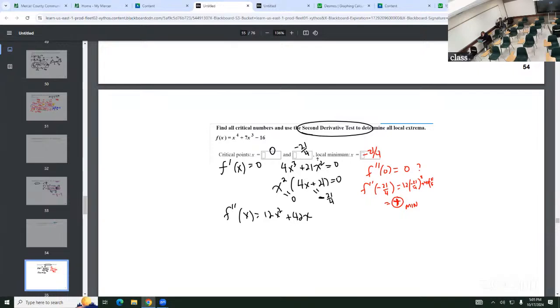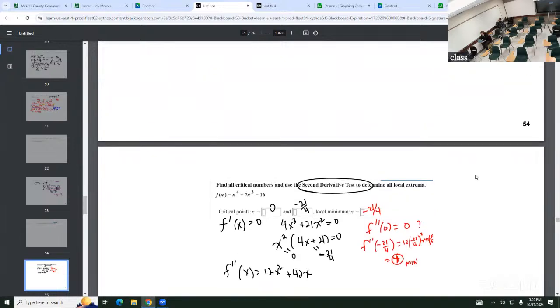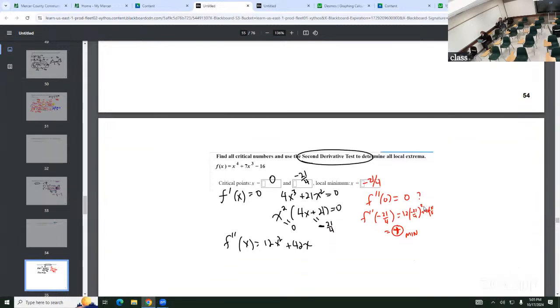When I plug negative 21 over 4 in, I end up getting a positive number. So what would that tell you? If the second derivative is positive, it's concave up, and it's a minimum. So what did they ask you here? It says find all criticals and use the second derivative to determine all local extrema. So we did the second derivative test. We just found that there's a local minimum. Doesn't it actually even tell us the local minimum is what? Minus 21.